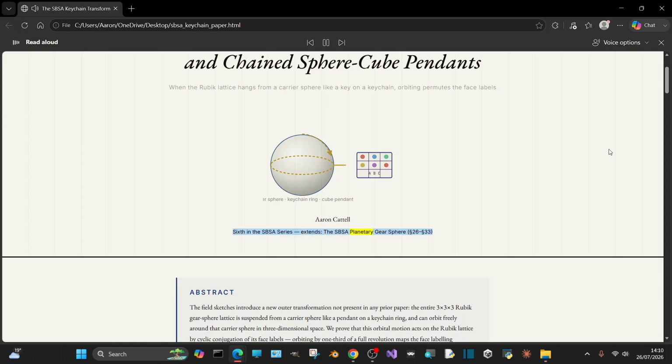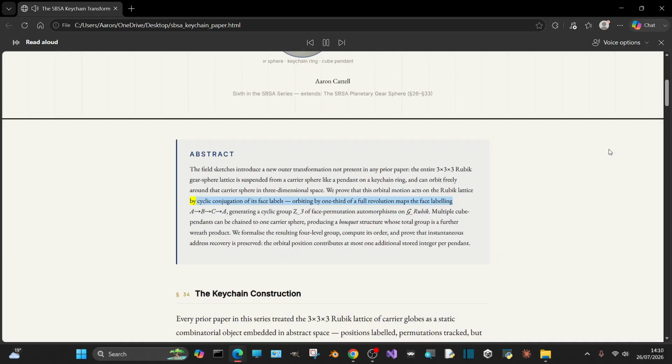The SBSA planetary gear sphere, Section 26, Section 33. Abstract. The field sketches introduce a new outer transformation, not present in any prior paper. The entire 3x3x3 Rubik gear sphere lattice is suspended from a carrier sphere like a pendant on a keychain ring, and can orbit freely around that carrier sphere in three-dimensional space. We prove that this orbital motion acts on the Rubik lattice by cyclic conjugation of its face labels.